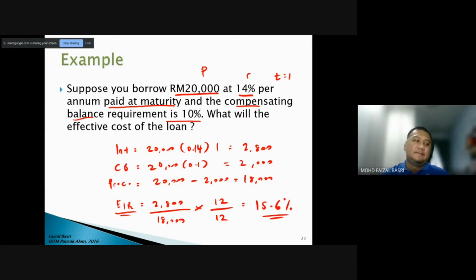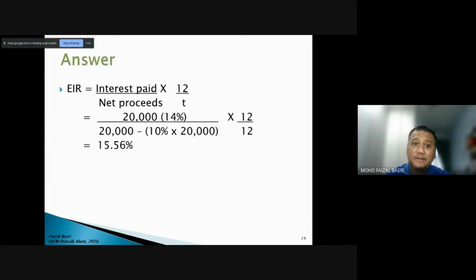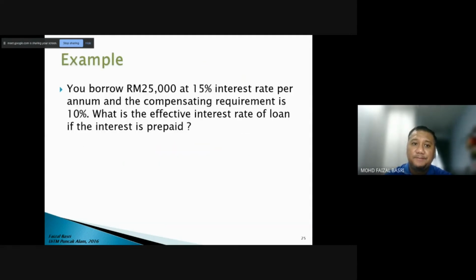Okay, so that's CB. Earlier we had discount interest. Next, here we have CB requirements. And there's a possibility that the bank imposes both, as I said. They can do both together. So if that's the case, borrow 25,000. Okay, so this is an example of both.